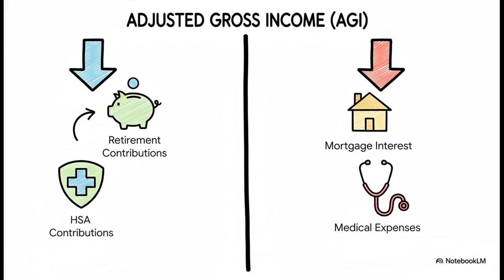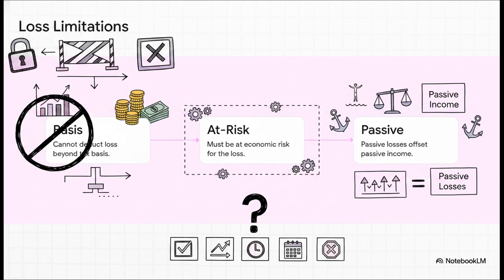If you accidentally put an itemized deduction into the adjustments category, you'll artificially lower AGI and totally throw off all your subsequent calculations. When you're dealing with pass-through business losses, you have to apply the loss limitations in a very strict, specific order. 1. The basis limitation. You literally cannot deduct a loss beyond your tax basis in the entity. If your basis hits 0, the loss stops there.